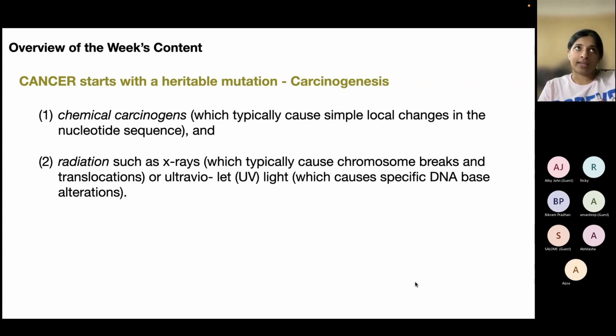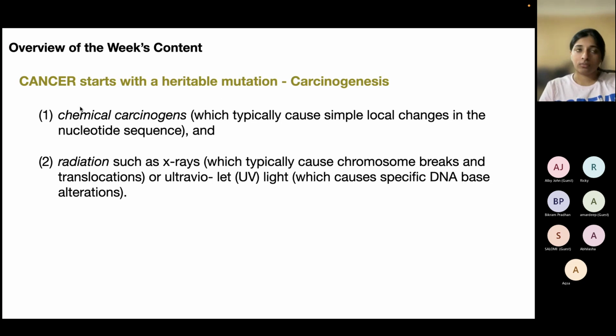So, the cancer starts with mutations, right? This process is known as carcinogenesis. It is the heritable mutation that a cancer cell gains, after which it becomes a rogue cell, a rapidly dividing cell that can invade into other species. The causative agents of carcinogenesis are known as carcinogens, and they can either be chemical carcinogens or radiations.